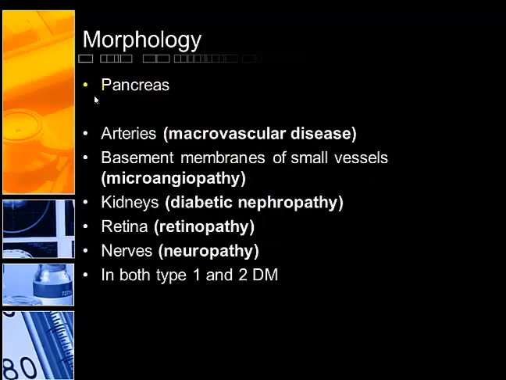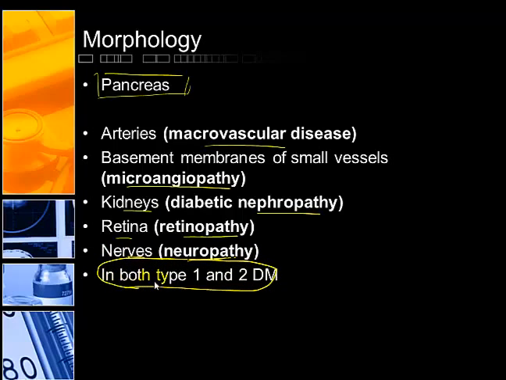Now coming to the morphology, pancreas as such will not be of much diagnostic importance, because you don't do a pancreatic biopsy in a patient suffering from diabetes, right? So pancreas are not going to be really useful, but we shall have a look at how pancreas may look in type 1 and type 2 diabetes mellitus. Arteries, they may have macrovascular disease, basement membrane of the small vessels will have microangiopathic disease. Kidneys will lead to diabetic nephropathy. In case of retina, there will be retinopathy. In nerves, there will be neuropathy, which will be seen in both type 1 and type 2 diabetes mellitus, and we shall have a look at all of these one by one.